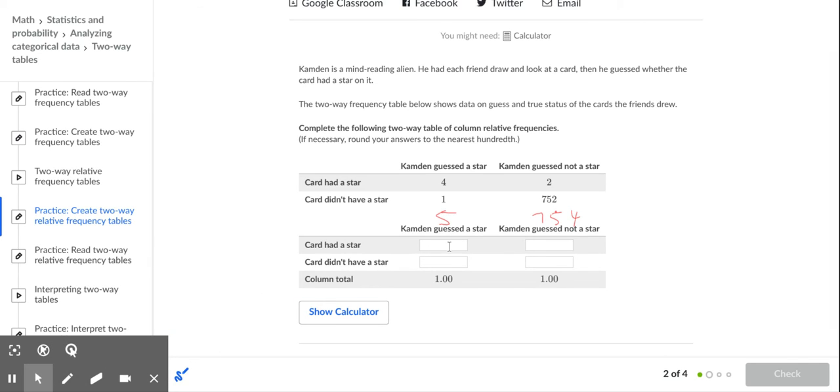Switch to the mouse. All right, so this one is going to be 4 out of 5, or 0.8. And then this one would be 1 out of 5, which is 0.2. I know it says nearest hundredth, but you could write a 0 there, I guess. But yeah.